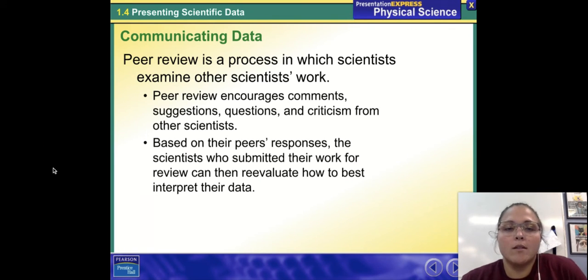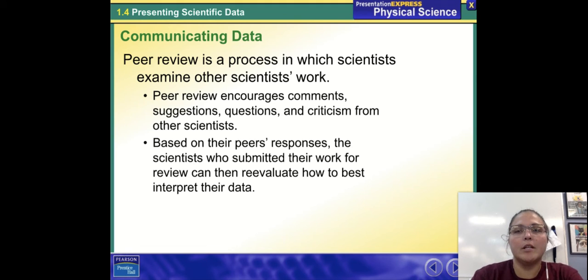Peer review is a process in which scientists examine other scientists' work. You probably do peer review in your English classes where you write a paper, a peer of yours, another student, might go through and look at your paper and give you suggestions about how to make it better. Scientists do that too. Peer review encourages comments, suggestions, questions, and criticism from other scientists.